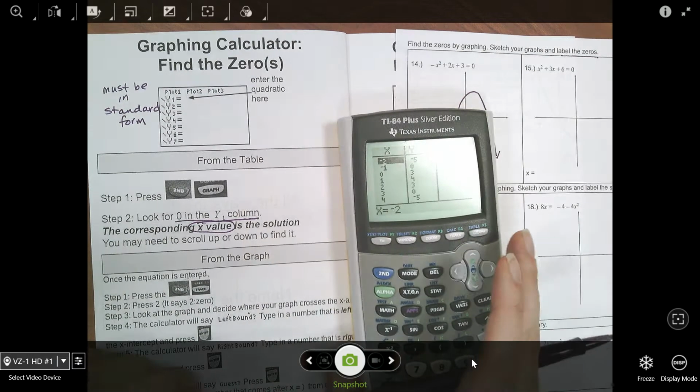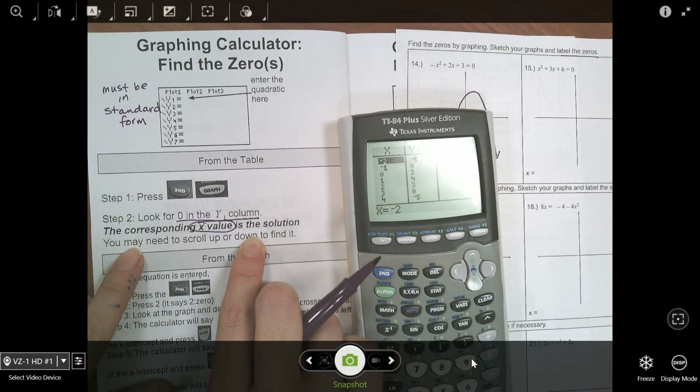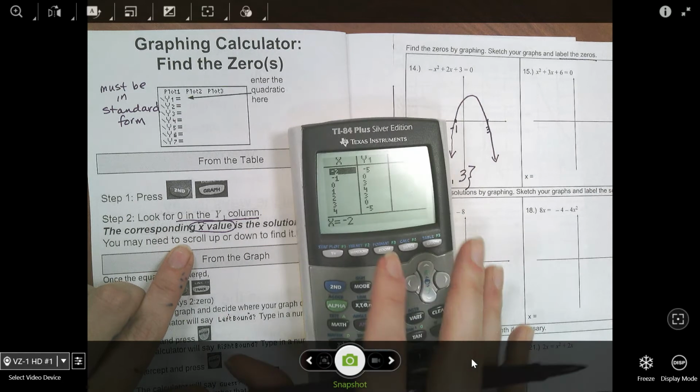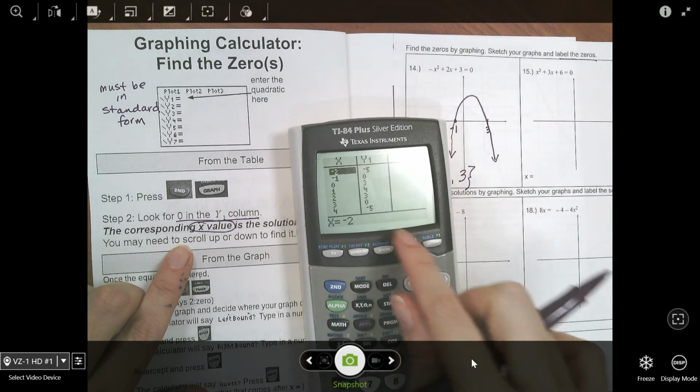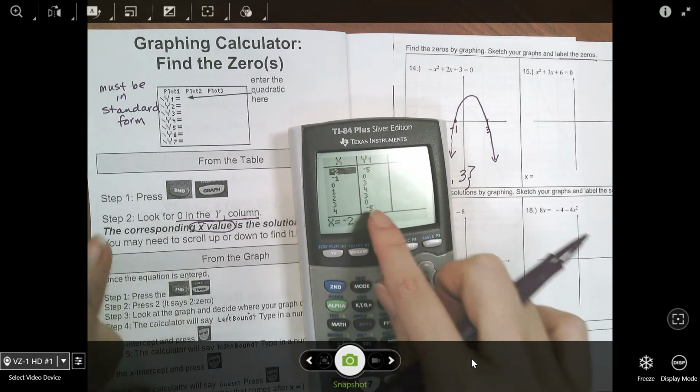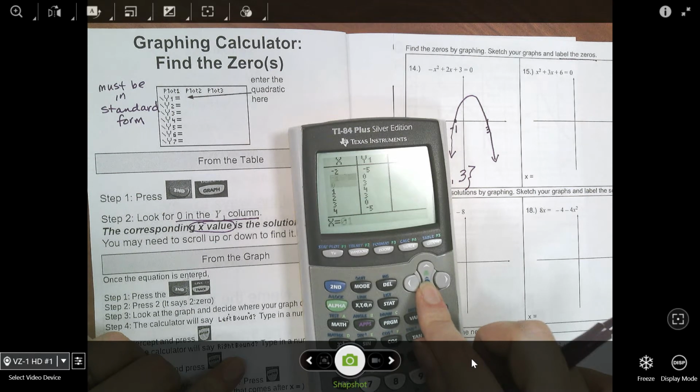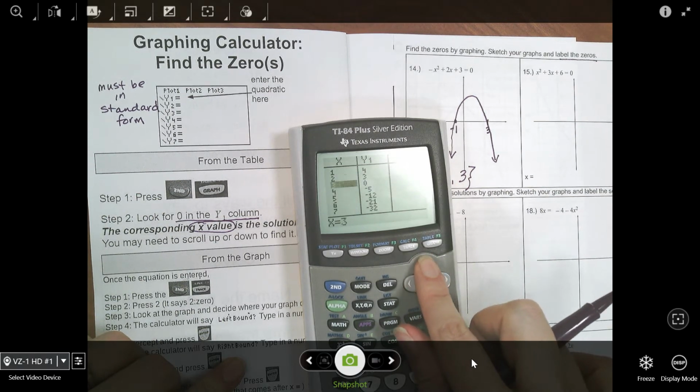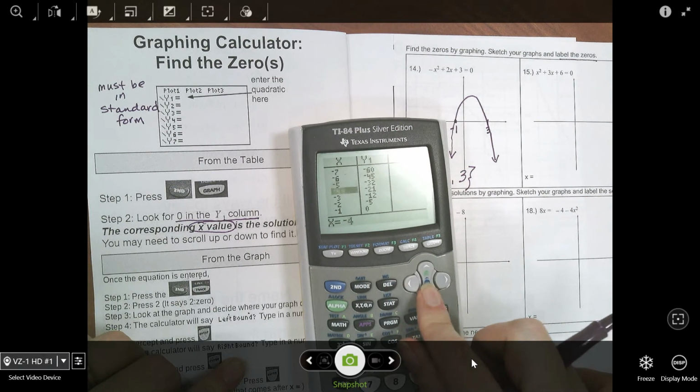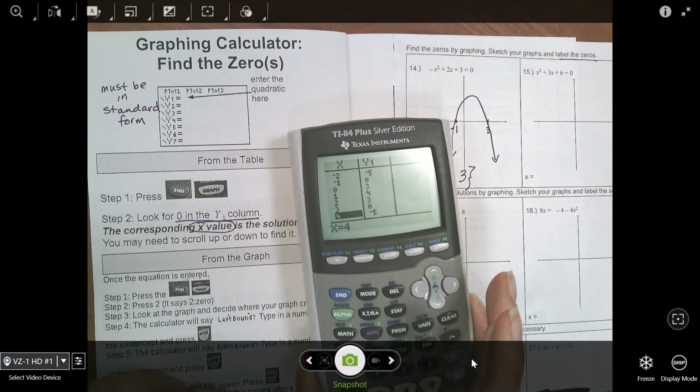So using the table is the quickest way to go if you have nice integer solutions. Now sometimes you don't see it right away, but we knew we had two solutions, so you might need to scroll. And you can just use the arrow button to move your table up and down if you can't see your solutions right away. Okay, so that was number 14.